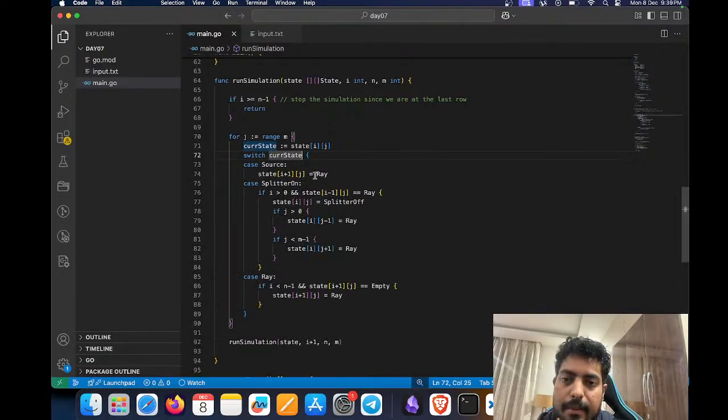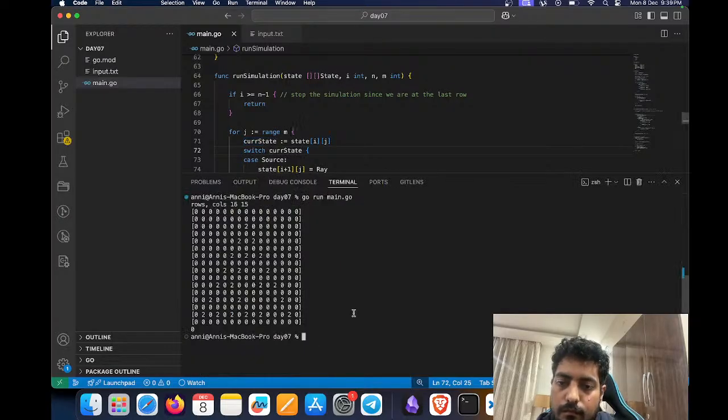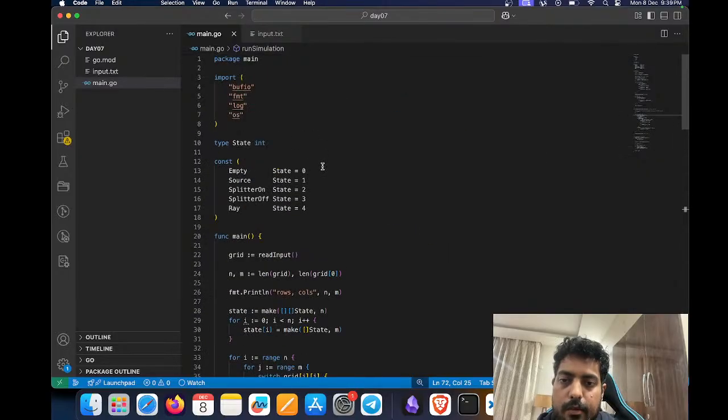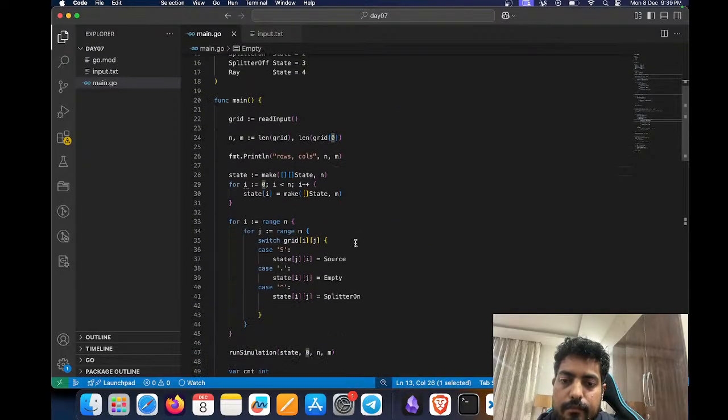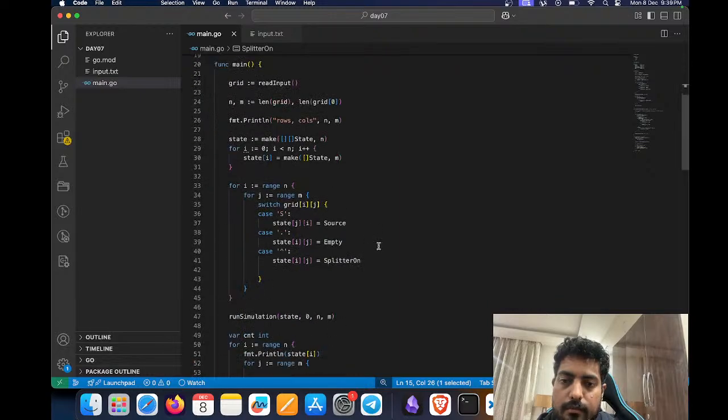I thought that maybe in-place modification or something did not work, but... so we can only see two numbers here, 0 and 2. 0 is the empty state and 2 is splitter on.